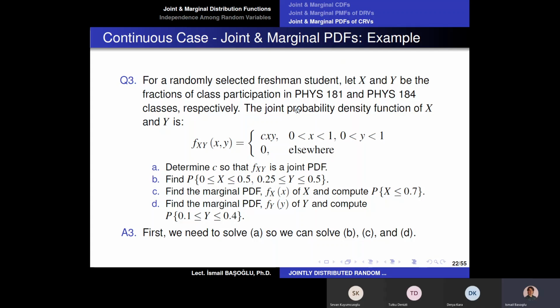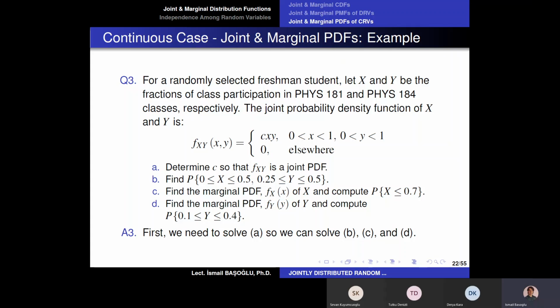Now, what do you expect? Because X and Y are the class participation fractions for both classes of the same student. So we randomly select a student, but X and Y belong to the same student. The student is random. So because the student is random, it is impossible to know about these class participations before we select the student, right? So therefore, these class participation fractions are random.